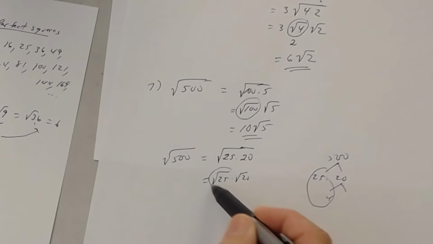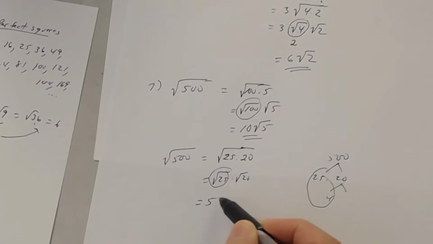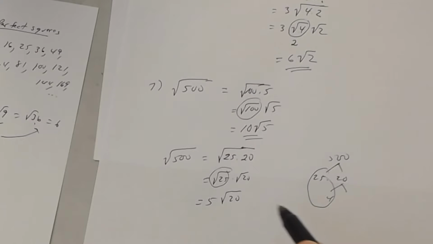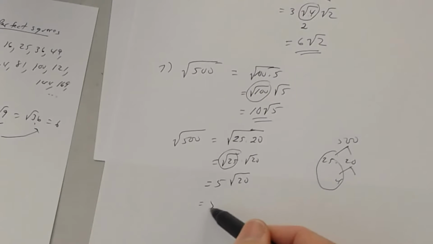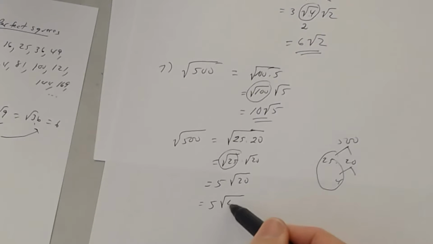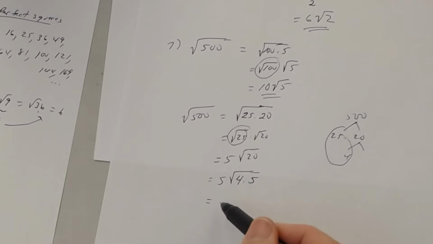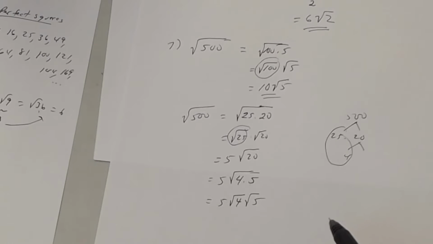What's the square root of 25? So I get 5 square root of 20. And then you ask yourself, can I simplify the square root of 20? Yeah, because what other perfect square besides 1 will go into 20? 4. So then you'd say, all right, well, that's going to be 5 times the square root of 4 times what? 5. Now split this apart. So that'll be 5 times the square root of 4 times the square root of 5.